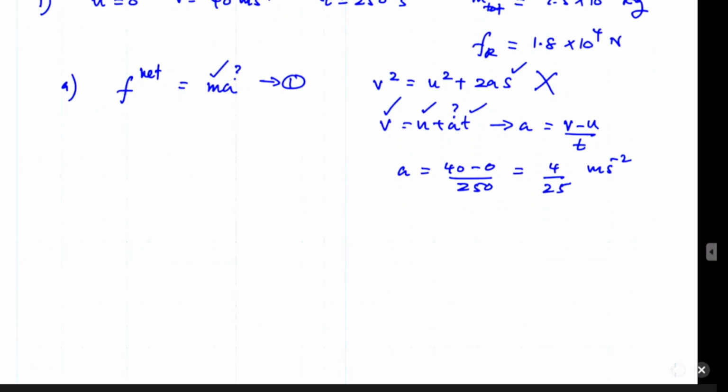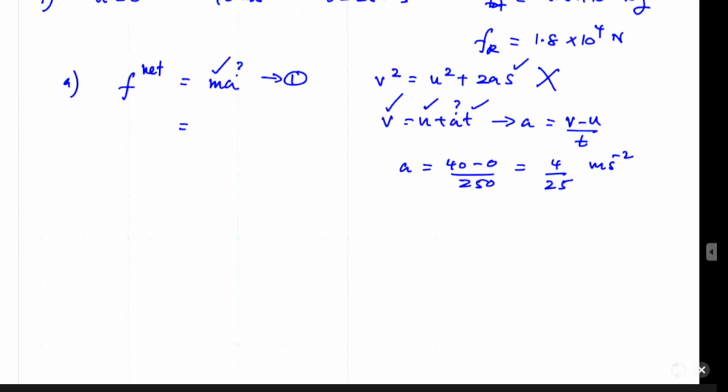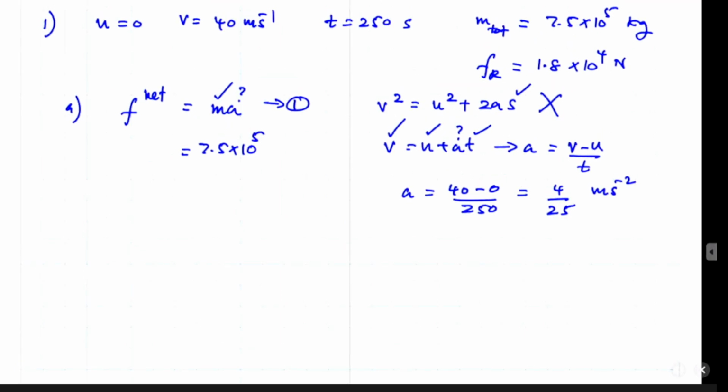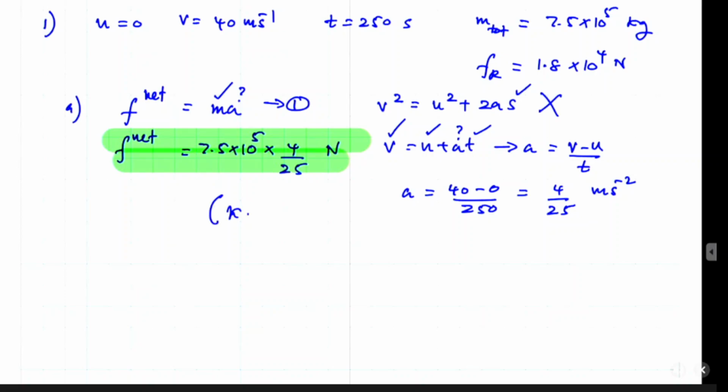And then m would be 7.5 times 10 to the power 5 multiplied with 4 divided by 25, and the force should be given in terms of Newton. So in other words, kg ms minus 2 would be equal to 1 Newton. That's fine.